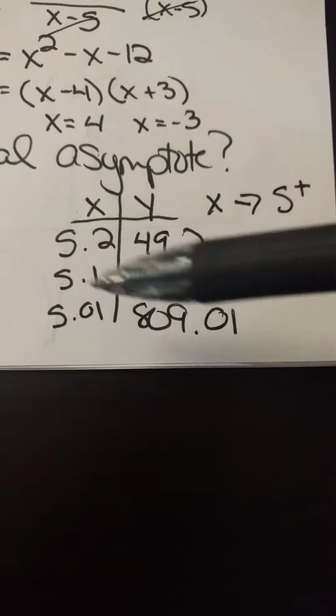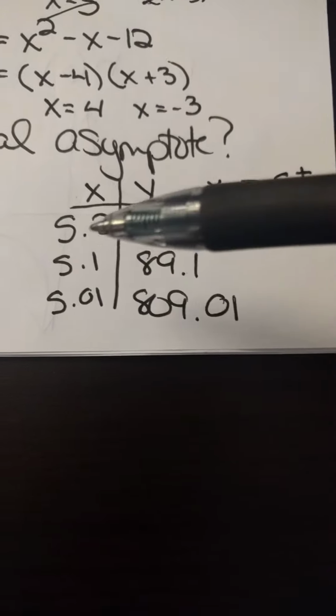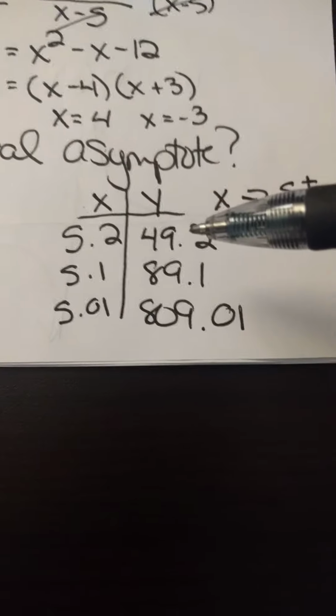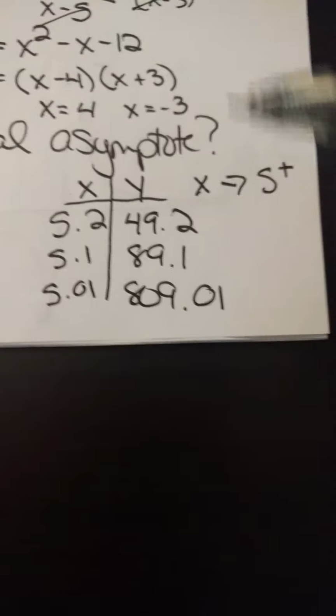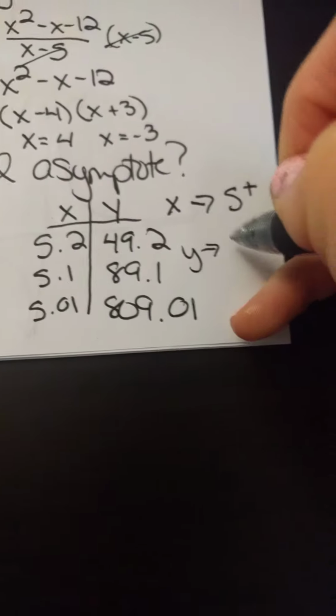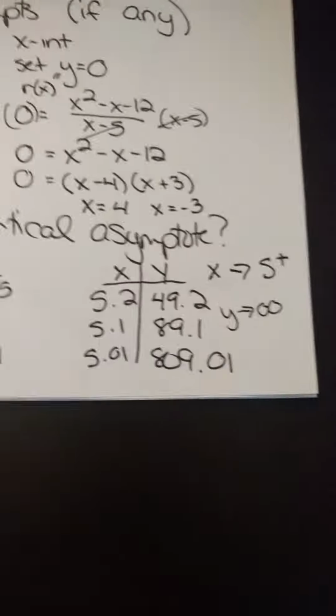Similarly, over here, I filled in the chart for as x approaches 5 from the right, so it's getting closer and closer to 5. And then I look at the y values. I have 49, 89, 809. It's clear to see that as I approach 5 from the right, y is heading towards positive infinity.